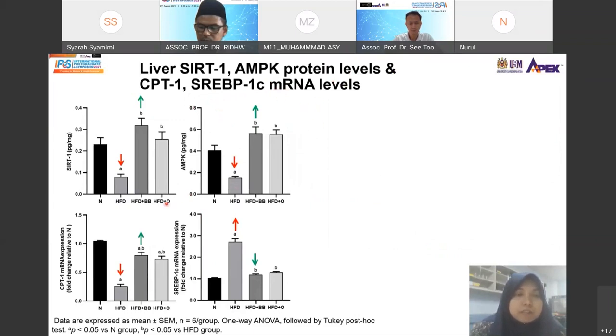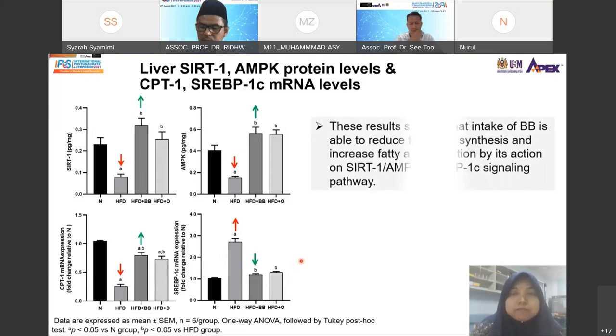This figure showing the liver SIRT1 and AMPK protein levels and CPT1, SREBP1C mRNA levels. This finding demonstrated significant decreased levels of SIRT1 and AMPK protein, CPT1 mRNA expression, as well as increased SREBP1C mRNA expression in high-fat diet group compared to normal group, whereas intake of bee bread reverses all these parameters. So these results showed that intake of bee bread is able to reduce fatty acid synthesis and increase fatty acid oxidation by its action on SIRT1, AMPK, SREBP1C signaling pathway.